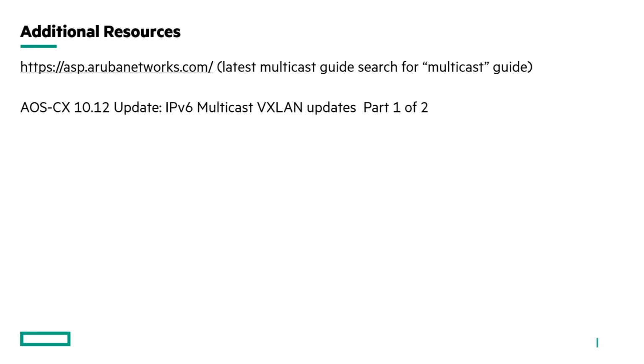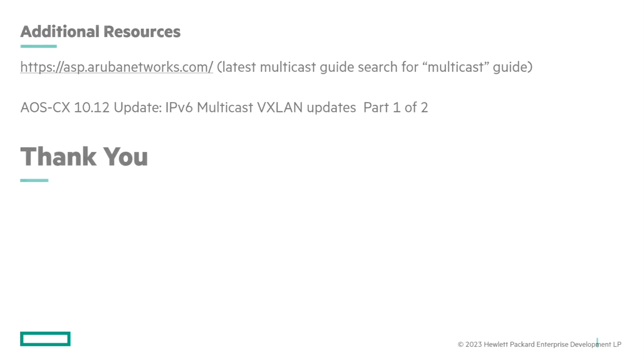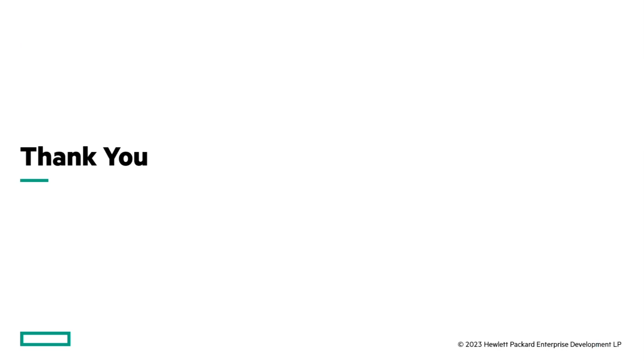I'd recommend you go to our Aruba network support portal, and if you search for the latest multicast guide in the search bar, that will bring up the guide that will have details of both the IPv4 and IPv6 underlay with some really good examples. Also, please refer to my previous update on IPv6 multicast, which is part 1 of 2 of this series. And finally, thank you for watching, and I hope that was useful for you.